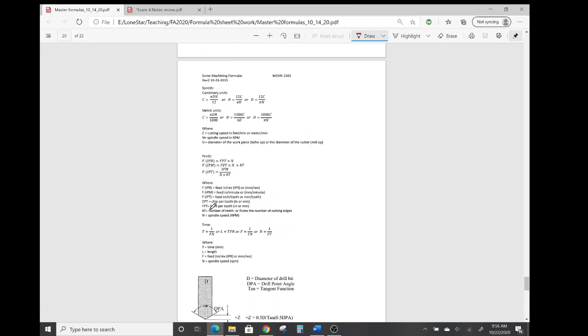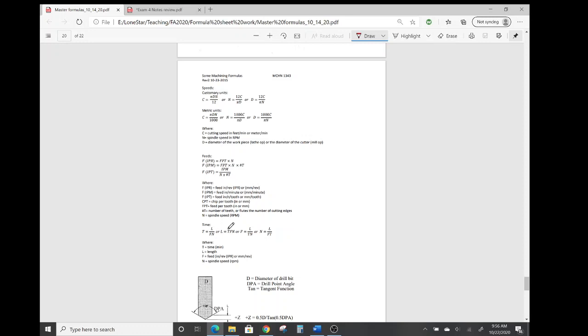And the number of teeth or flutes on the cutting, that's the cutting edges, and the spindle speed in RPM. Time is very important. We will be doing a lot of formulas dealing with time. So time, the parent formula, time is equal to L, the length of the cut or the depth of the hole, divided by the feed rate, divided by the RPM.